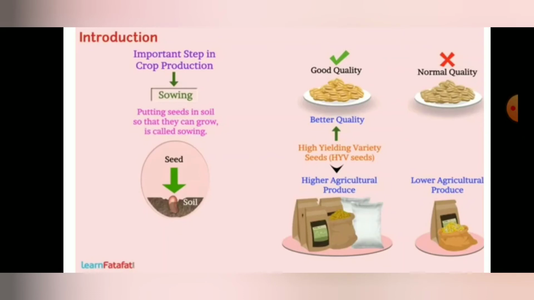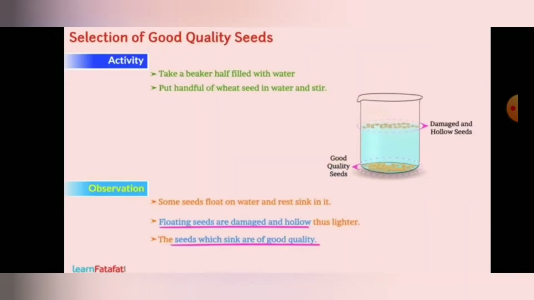But how to select good quality seeds? That is also important. Here we can observe one activity. By this method, we can select good quality seeds. Selection of good quality seeds. Activity. Take a beaker half filled with water. Put a handful of wheat seeds in the water and stir. So, you have to take a beaker containing water up to half, up to the neck.